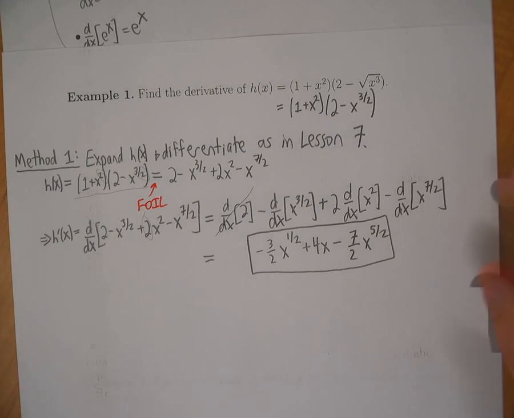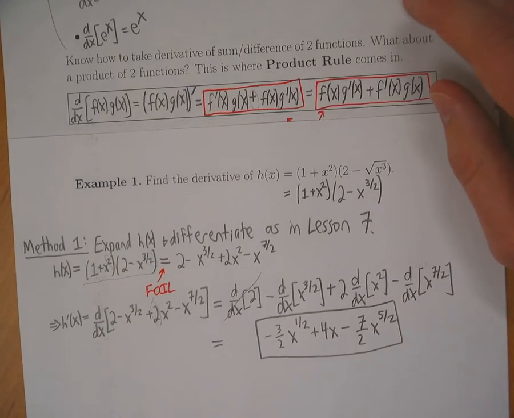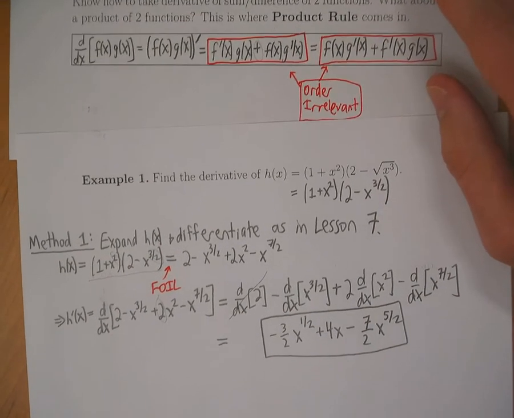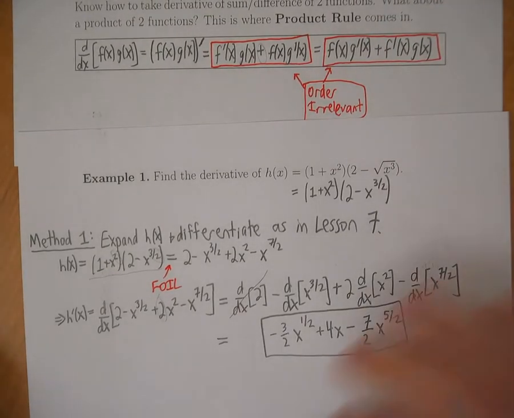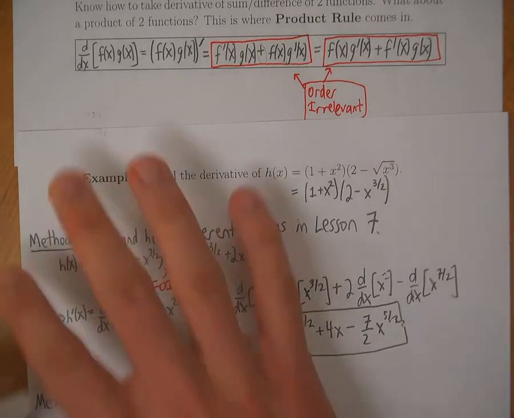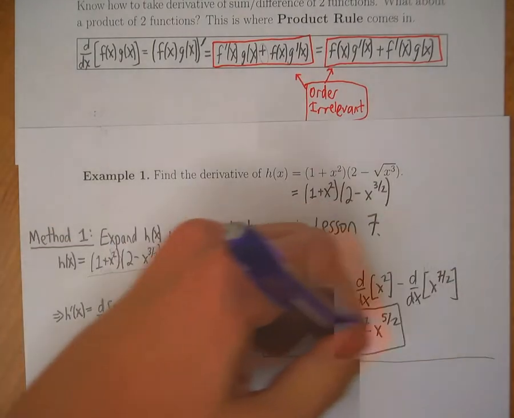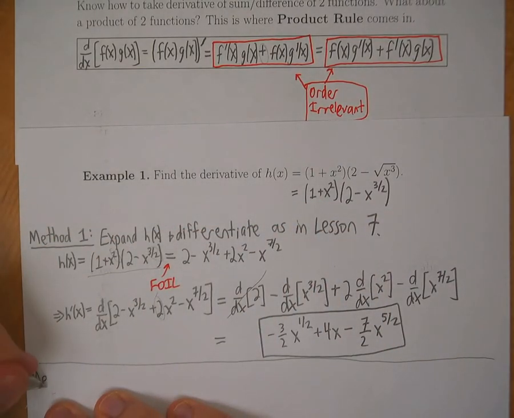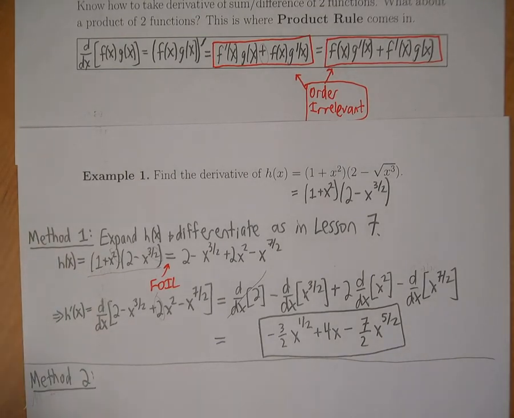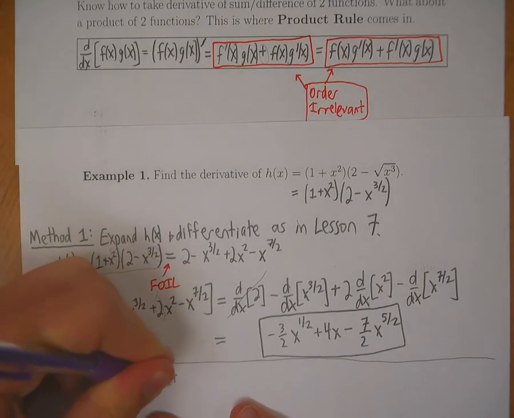Okay. So that's one way to get it, but the other way says, now that we know product rule, let's go ahead and use that here. So in this case, method 2: use product rule.